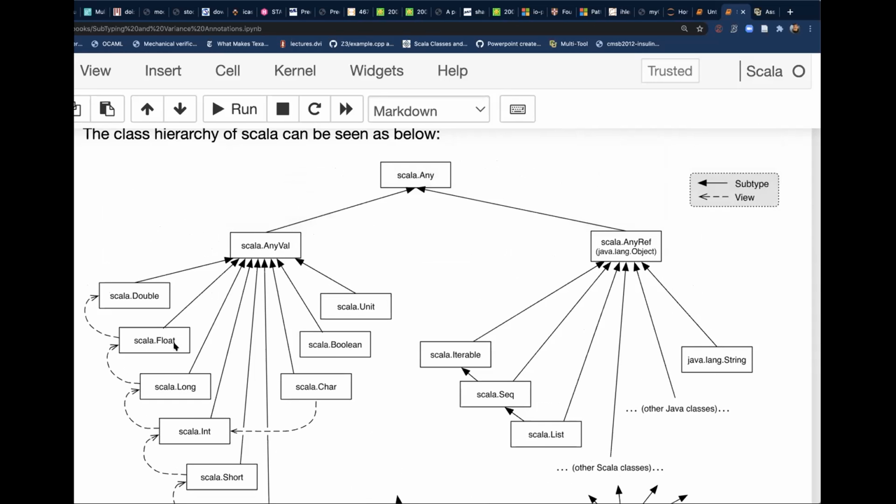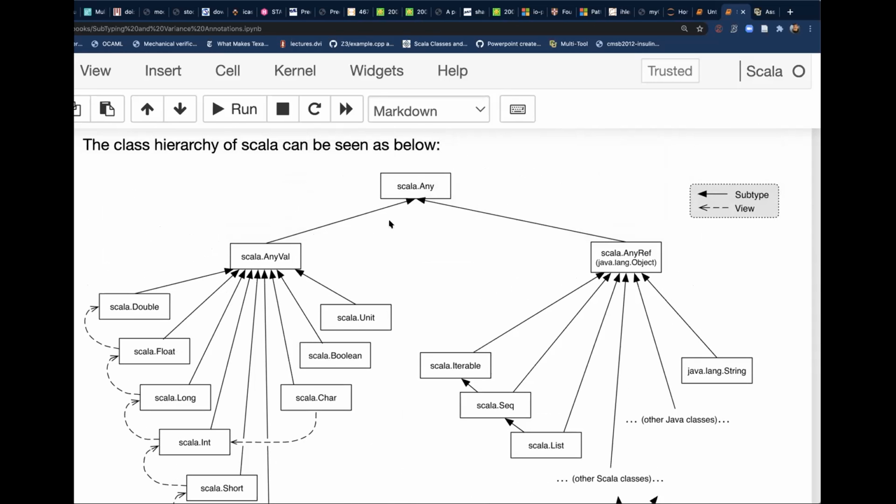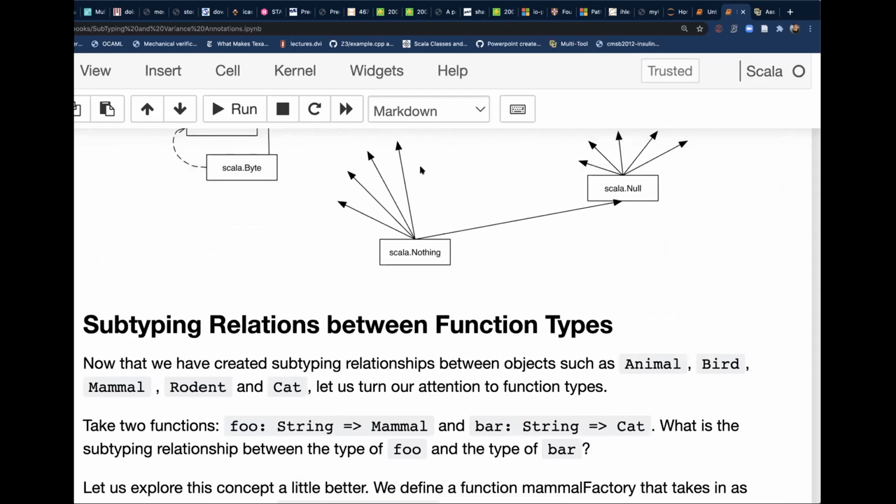Okay. Now you see on the top there is a type called Any. Any is like the parent supertype in Scala. Everything is of type Any. Now on the bottom, this is where I think it's genius: there is a type called Nothing. Nothing is what is called the bottom type. There can be no value of that type. So no value exists of type Nothing.